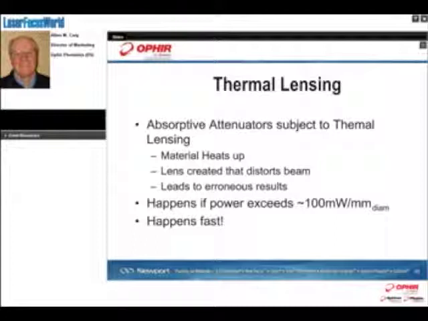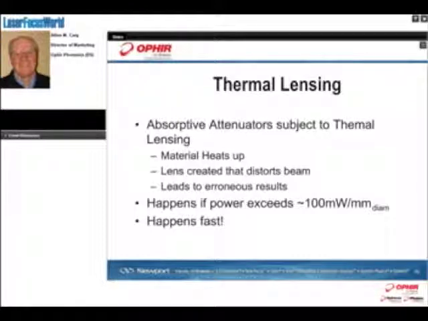Now, if it's a glass filter, it will heat up and you won't see anything. If it's a rattan filter, it may heat up and burn a hole in it. But if it's a glass filter, it still heats up, and that heating changes the refractive index of the material, the BK7 glass or the quartz that it's made of, and it will form a lens, and that lens will distort the beam and give you erroneous results.